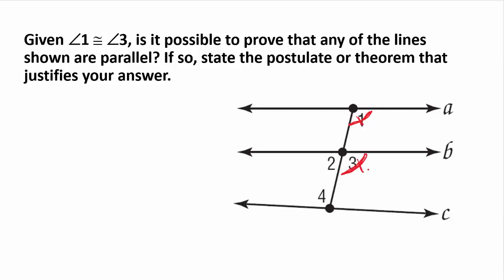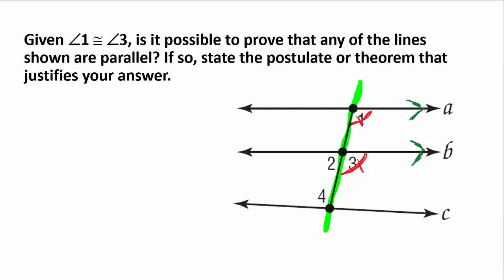Now, this line here is going to act as our transversal. I'm just going to highlight it. Here's our transversal. We've got A and B. Because these two lines cut by a transversal form these two corresponding angles, and they're congruent to each other, we can say yes, they are parallel.